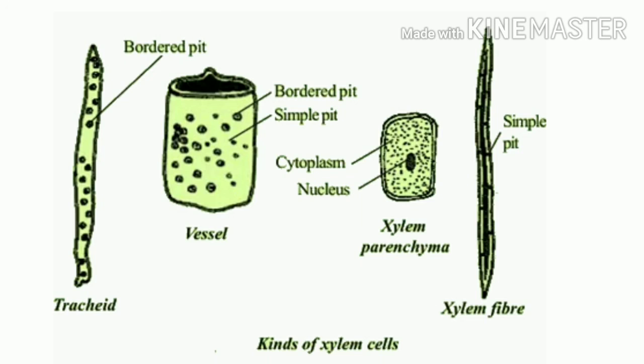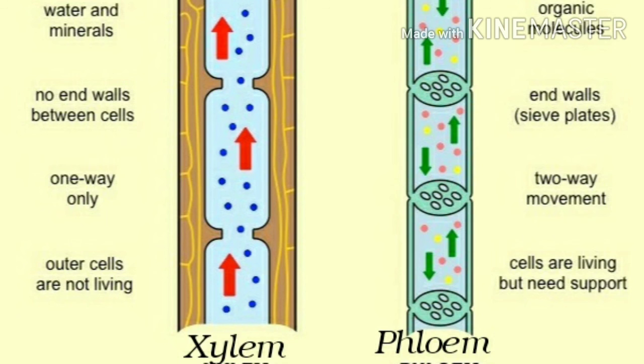This is very important. This can come as a question. Gymnosperms lack vessels. Angiosperms are the only plants that possess xylem vessels. The transport in xylem is always unidirectional, that is moving from root towards the leaves. Now we are coming to phloem.